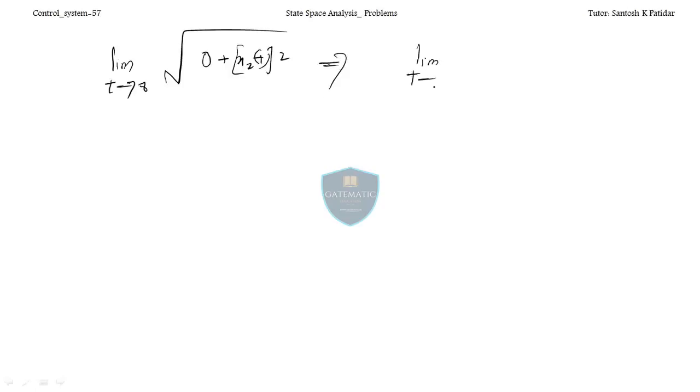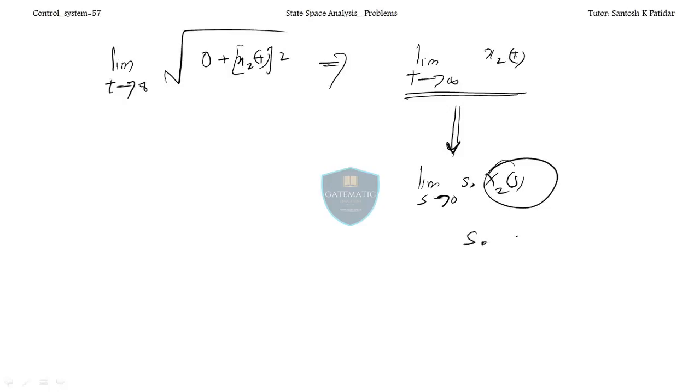So let's come here: limit t tends to infinity, x1(t) is 0, plus x2(t) square, when you further expand it, it will be limit t tends to infinity of x2(t) only. So here you can apply the final value theorem. This will be limit s tends to 0 of s times X2(s). You have this value, so s into 45 divided by s plus 9. This s will cancel out, so finally you are getting 5. So this is your required value. You are solving for this, right? So 5 is the answer for this question.